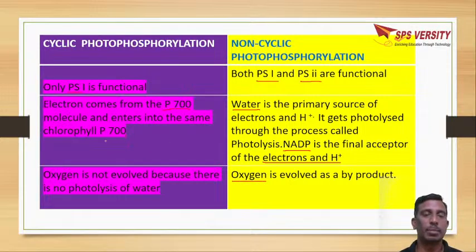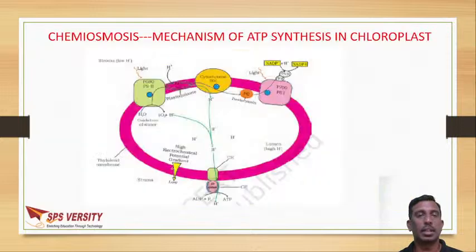लेकिन साइक्लिक में ऐसा नहीं रहता. साइक्लिक में फोटोलिसिस ऑफ वाटर नहीं रहता, इसलिए ऑक्सीजन इज नॉट रियली evolved. So these are the differences between cyclic and non-cyclic. Okay.